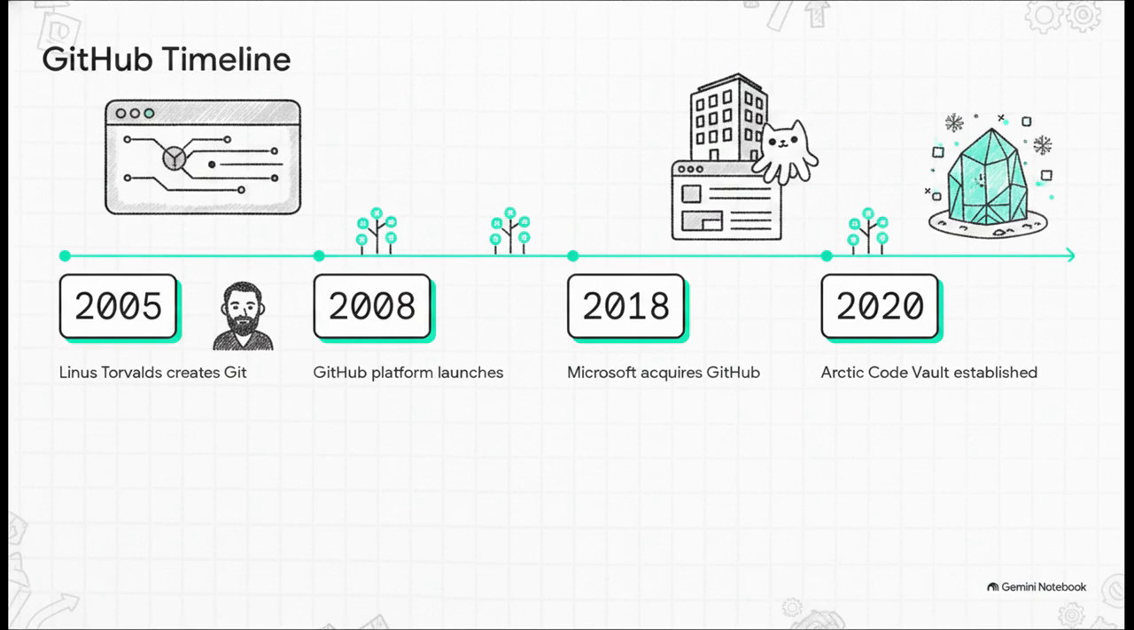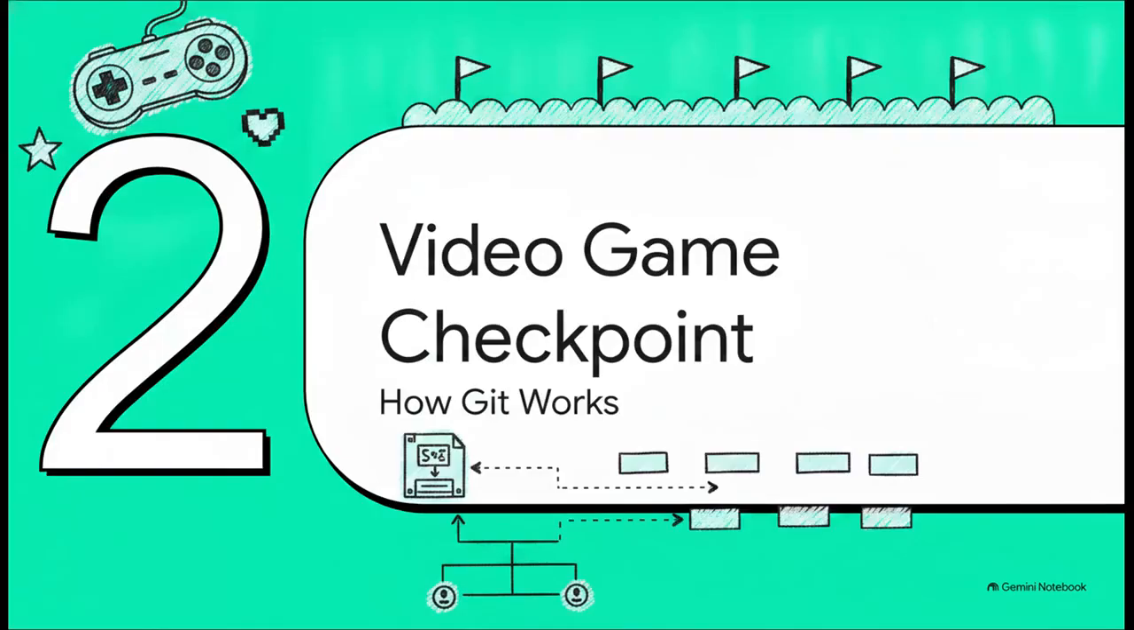It solved such a massive problem and became so insanely foundational to the way modern software is built that a decade later, Microsoft swooped in and acquired GitHub for a mind-blowing $7.5 billion. Moving right along to Section 2, the video game checkpoint. To really understand how Git works under the hood, without getting bogged down in confusing terminal commands, we're going to use a metaphor pretty much everyone knows: saving a video game.